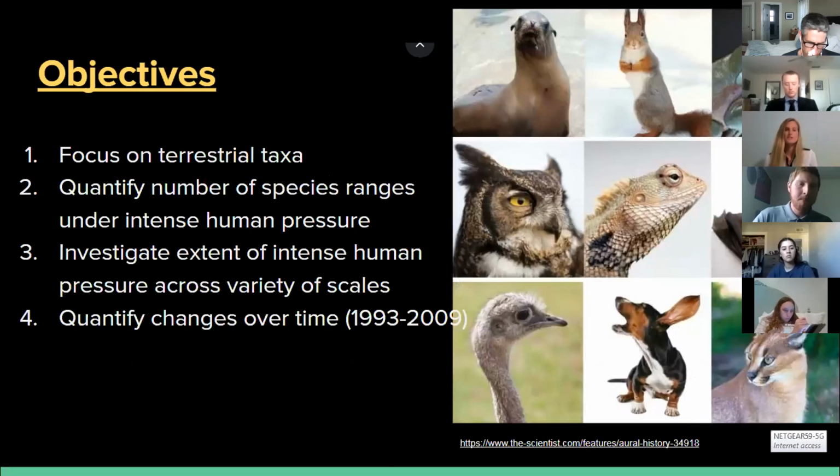The objectives for this research: one, they wanted to focus on terrestrial taxa, which includes birds, mammals, amphibians, and reptiles. They specifically picked species that have been assessed for distribution plus their extinction rate or risk. They wanted to quantify the number of species ranges under intense human pressures and investigate the extent of these pressures across a couple of different scales. Those include pressures on taxonomic classes, species level of endangerment, and species range size. Then they looked at data over the course of time, starting in 1993 and ending in 2009.